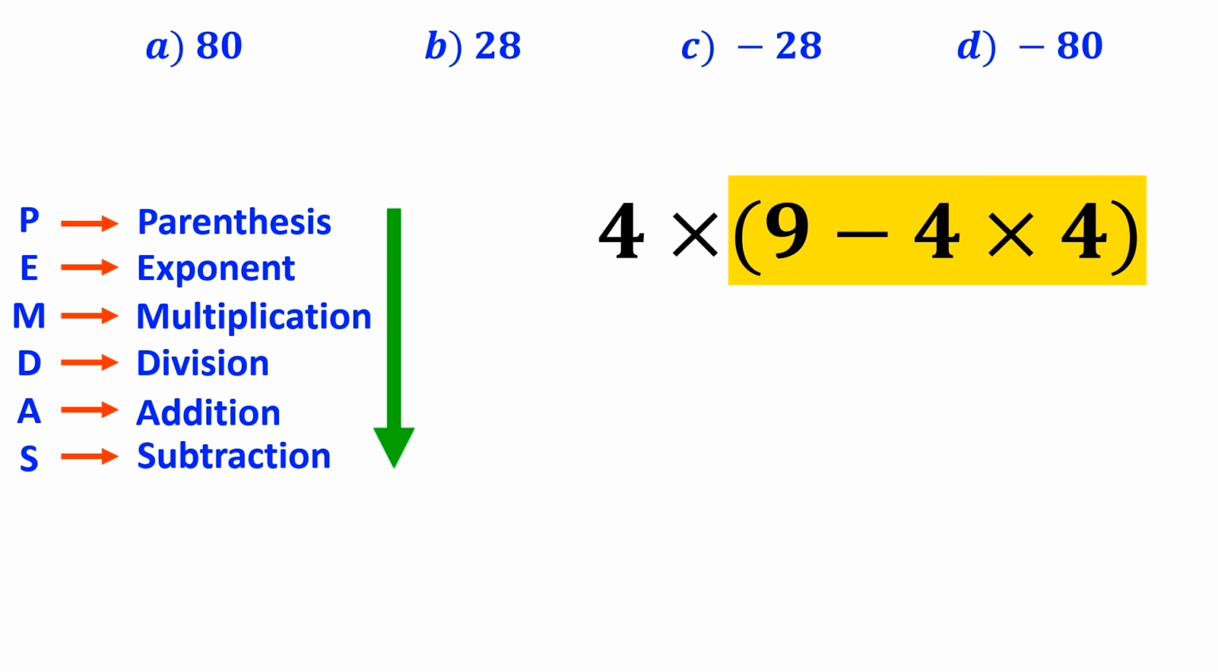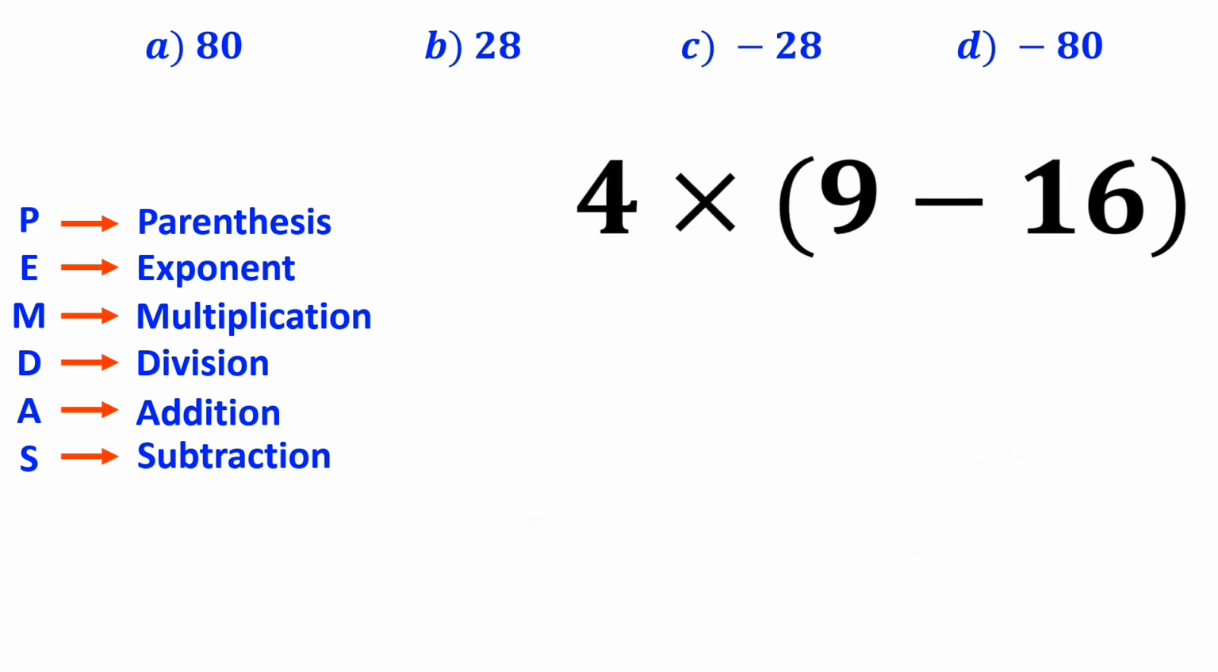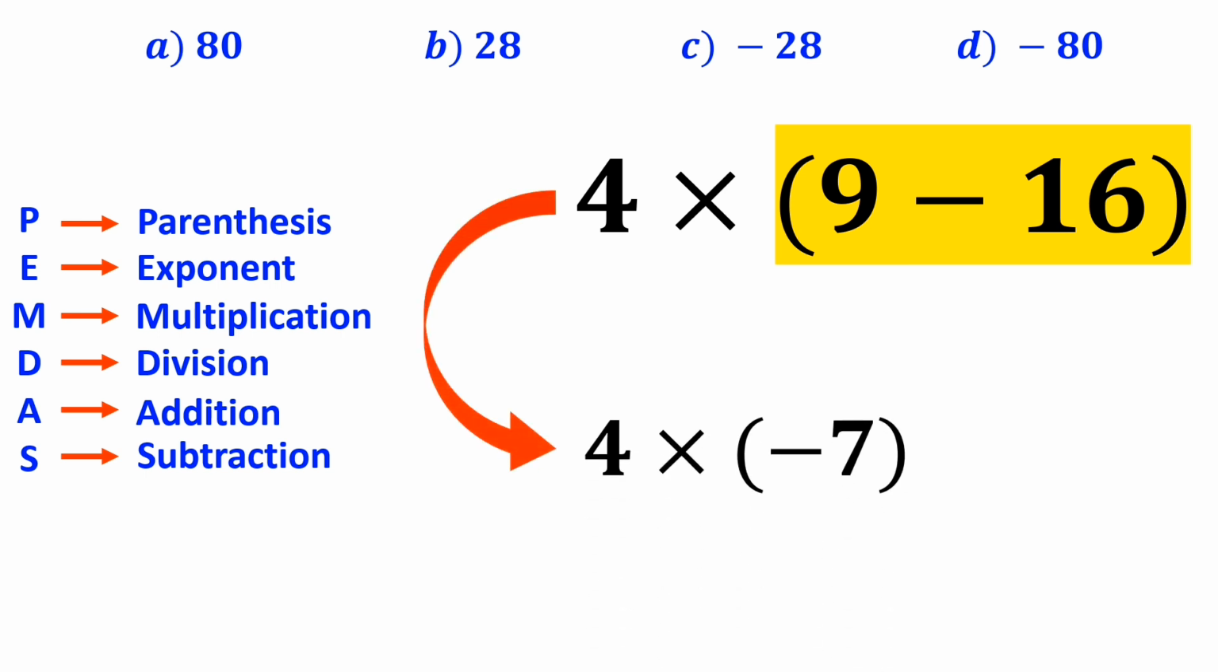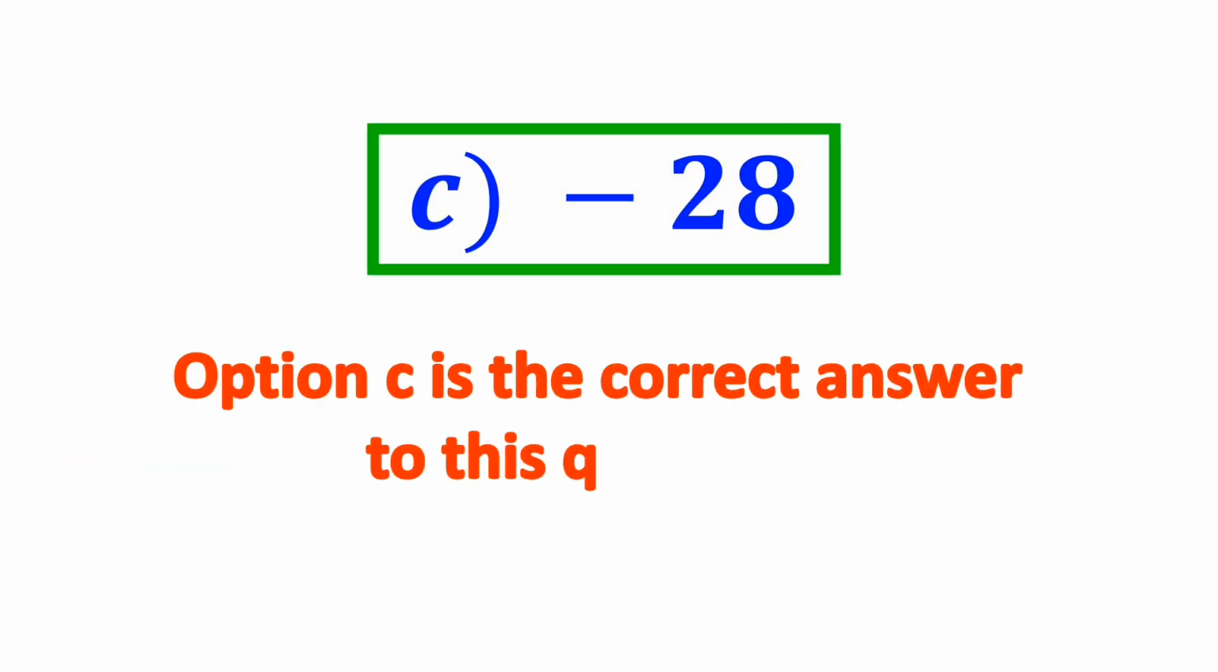And since multiplication has priority over subtraction, first we multiply 4 by 4. So we can write this expression as 4 times (9 minus 16). In the next step, we do 9 minus 16, which gives us 4 times negative 7. And finally, it equals negative 28. Therefore, option C is the correct answer to this question.